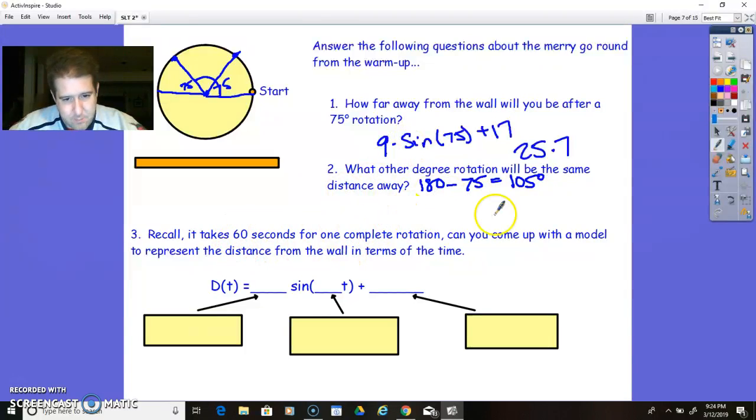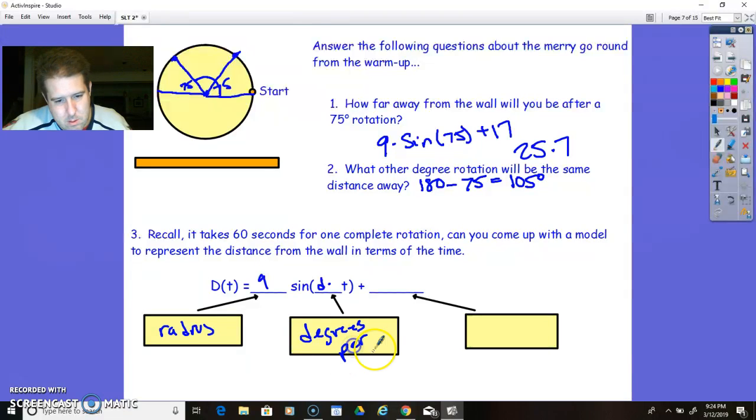Recall that it takes 60 seconds for one complete rotation. Can you come up with a model? D of T is equal to the radius, which was 9, times sine of the degrees per second times T, and then you add the center height. And there you go.